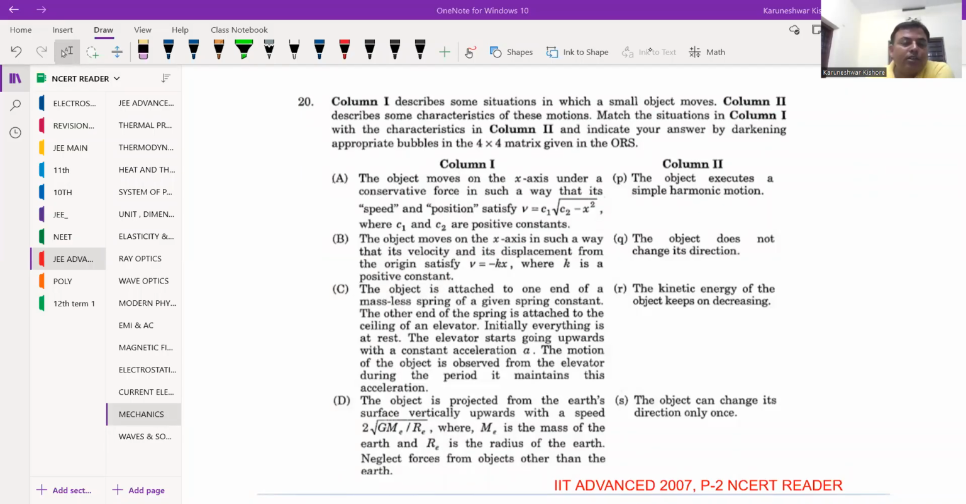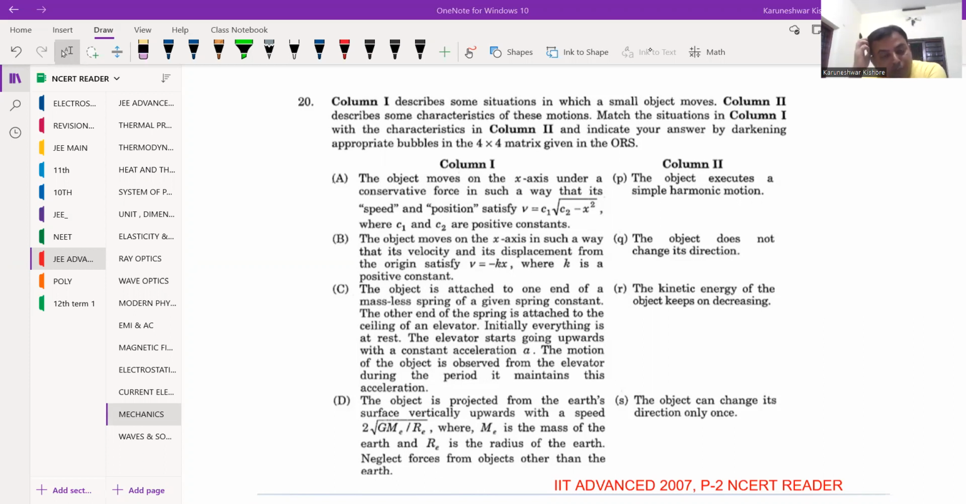In this question, you can see we have been given two columns. This is also a question from mechanics, asked in JEE Advanced 2007. Four options are given in column 1, and four options are given in column 2. What is the question saying? Column 1 describes some situations in which a small object moves. Column 2 describes some characteristics of these motions. Match the situation in column 1 with the characteristic in column 2, and indicate your answer by darkening the appropriate bubbles in the 4x4 matrix given in the orders.